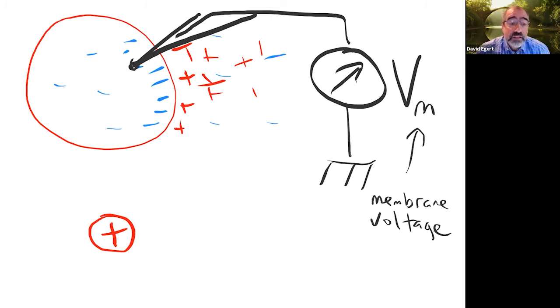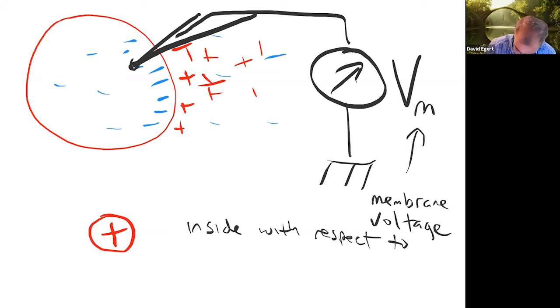By the convention that we use, if the membrane voltage is negative, it means the inside is more negative with respect to the outside. If the membrane voltage is positive, we mean that there's more positive inside compared to the outside. So it's always inside with respect to outside of the cell. So in this case that I've drawn here, we'd say the cell has a negative membrane voltage because it's more negative on the inside compared to the outside.